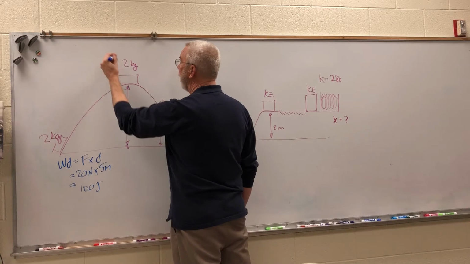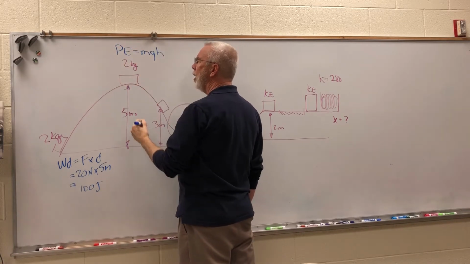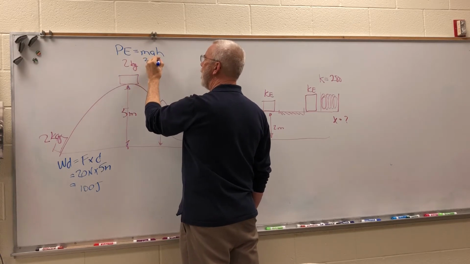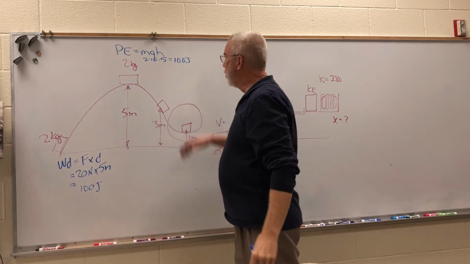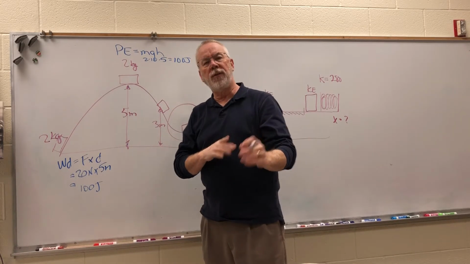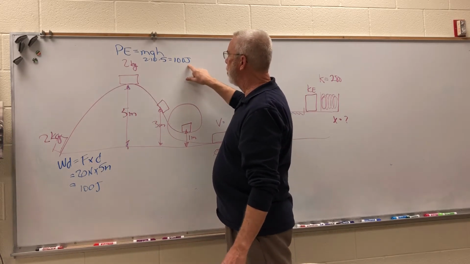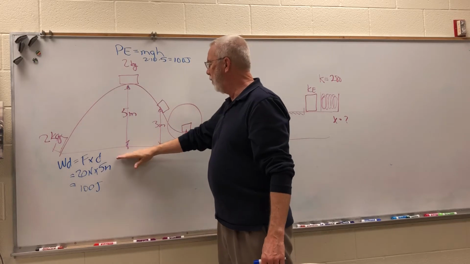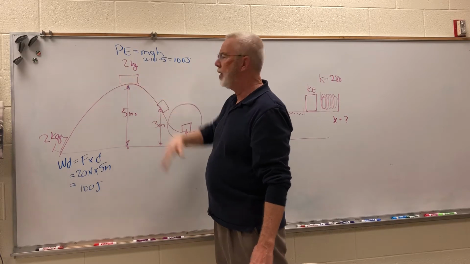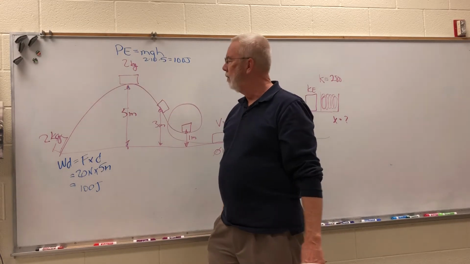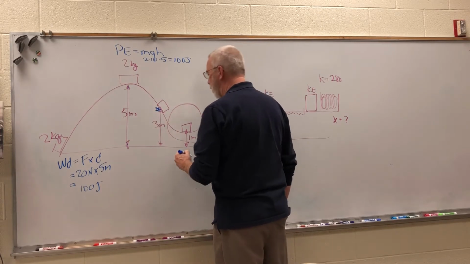So when we get up here, the potential energy is equal to mgh. Again, we've got 2 times 10 times 5, which is 100 joules. That's showing us the work energy theorem, which says that the work done on the object will be equal to the change in its energy. It went from having 0 potential energy to having 100 as a result of raising it 5 meters off the ground.